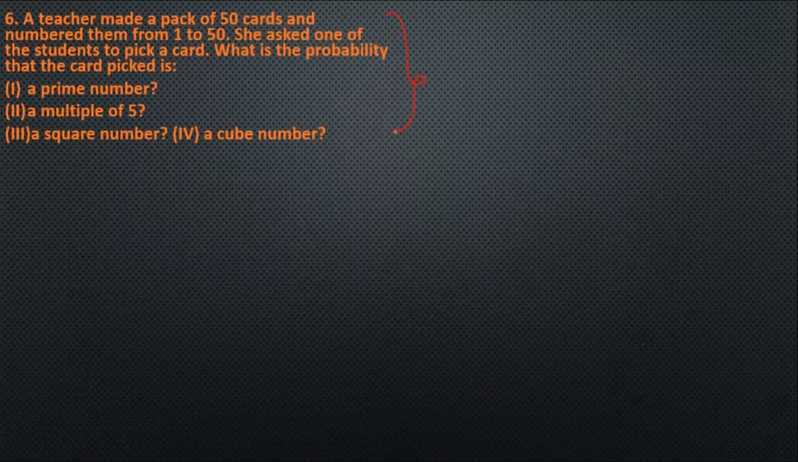Students, as you can see here, this is a word-based problem, so you have to understand the meaning of the question first before going on to its solution. A teacher made a pack of 50 cards and numbered them from 1 to 50. So how many cards are there? 50 cards. This is the total number of cards. And she numbered them from 1 to 50. This means that each card contains a number from 1 to 50.